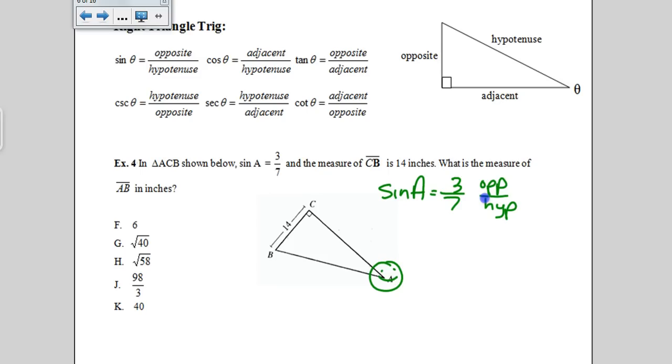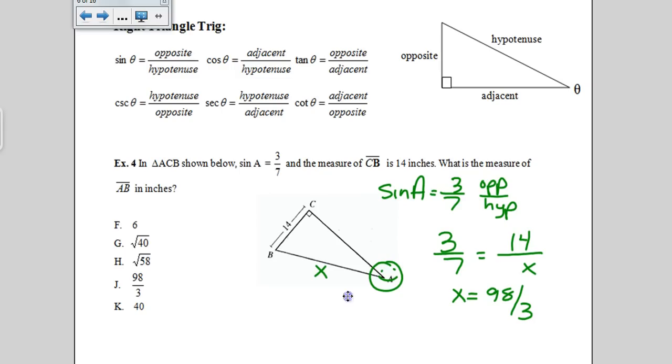So what we're going to have to do here is set up a proportion. We're going to have to say, all right, 3 over 7 is supposed to be opposite over hypotenuse. But if I look at my triangle, the opposite is really a 14. And the hypotenuse, I don't really know. So I'm going to do a little cross multiplication, and I'm going to get 98 divided by 3 for the x.